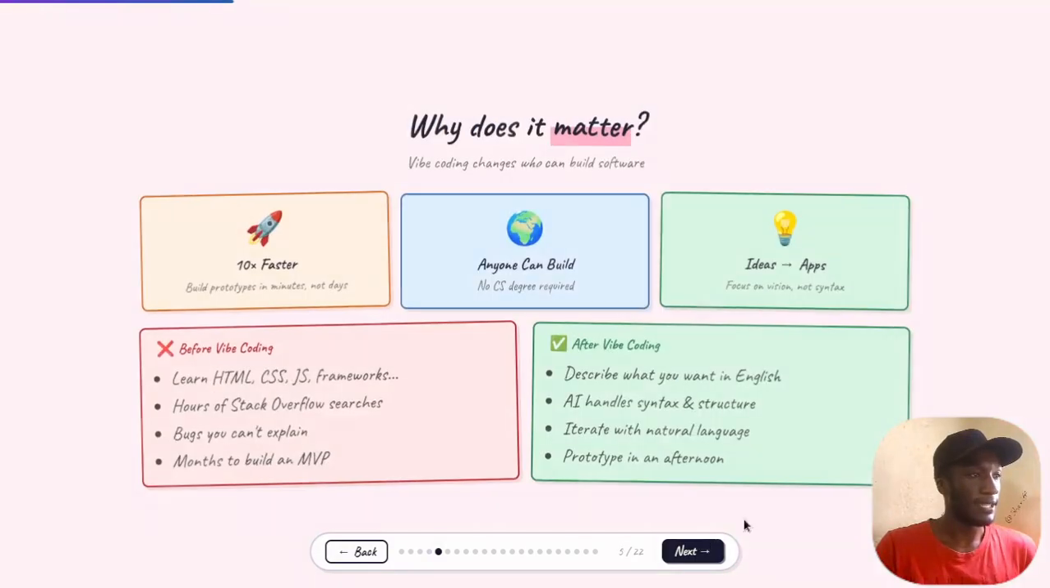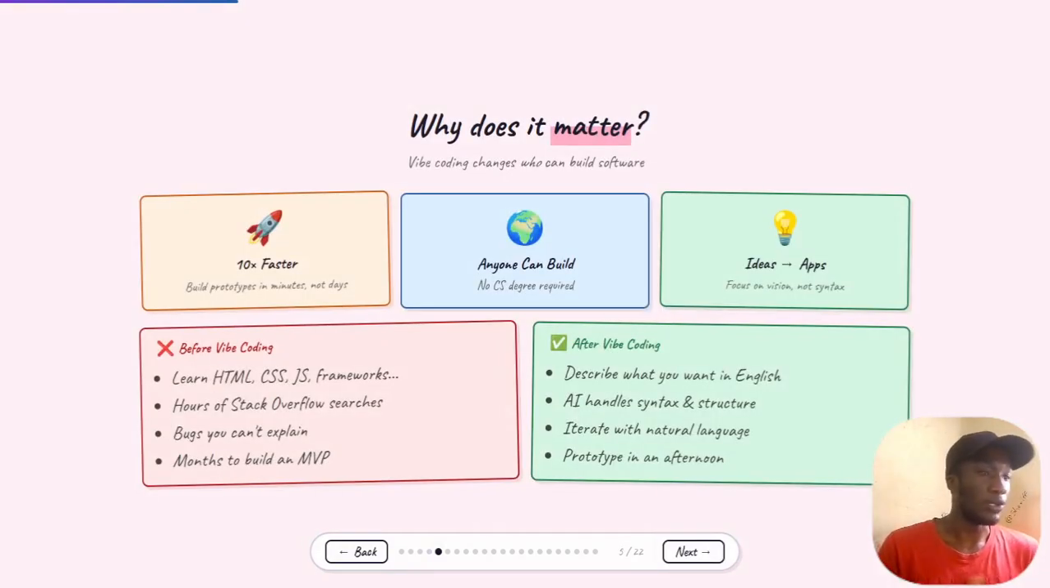And then the next thing I wanted to talk about was why does vibe coding matter? Vibe coding changes who can build software. Even you, as you are seeing me now, can build your own software in like 1 or 2 minutes, or 5 minutes. So that's 10x faster than before. You build a prototype in minutes.